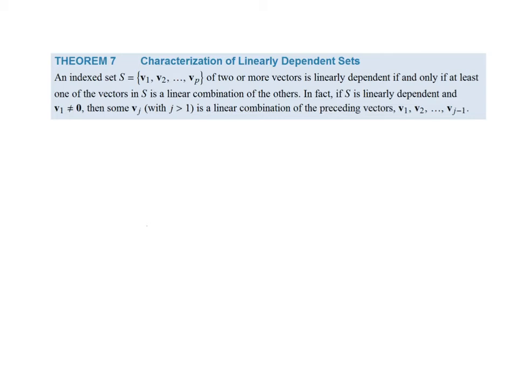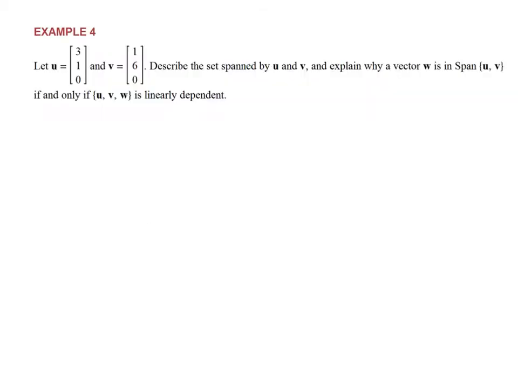In our next example, we're given two vectors u and v, 3, 1, 0 and 1, 6, 0. The question says to describe the set spanned by u and v, so what does the span, the set of linear combinations of u and v, look like, and explain why a vector w is in the span of u and v if and only if the set u, v, w is linearly dependent. So a couple things to do here, including talk about what if and only if means if you're not familiar.